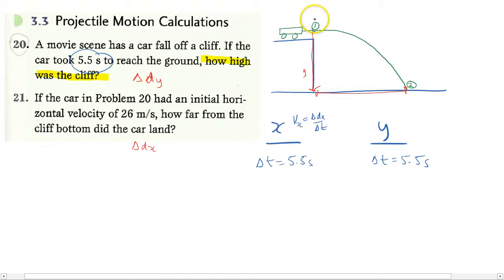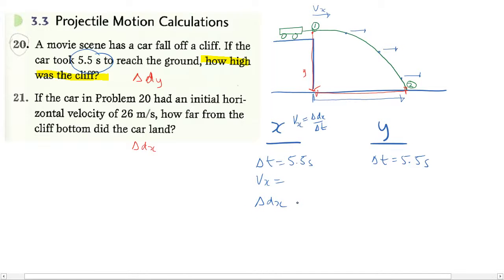So along the way, it's going to start with some vx. And that vx will be constant the whole time. So the whole time it's going that same horizontal velocity. So that is a constant velocity. Delta dx will be, as I said before, this distance over here. That would be our delta dx. So horizontally, these are my only two things that I'm interested in here, vx and then delta dx.